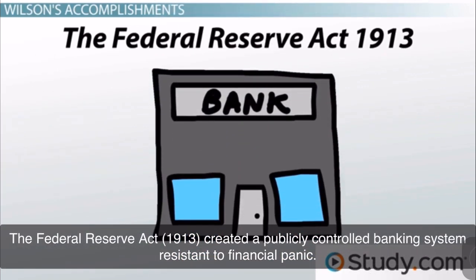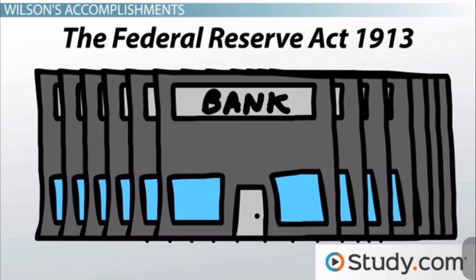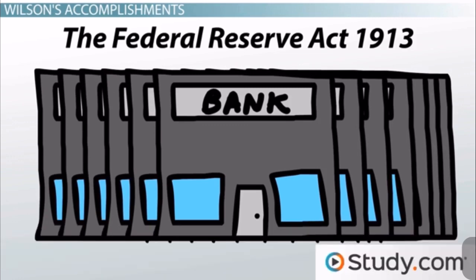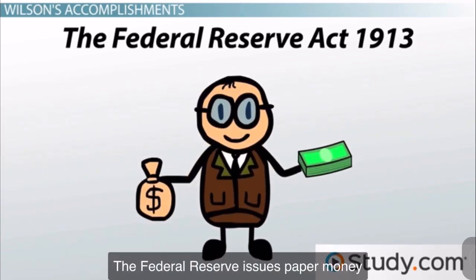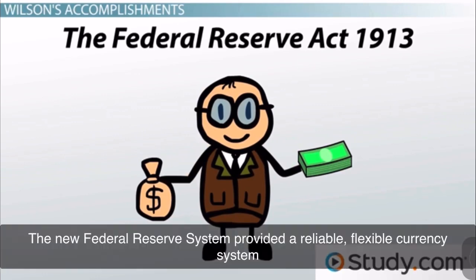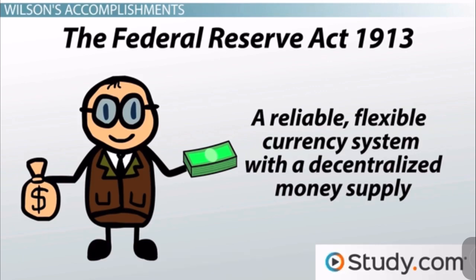The Federal Reserve Act of 1913 created a publicly controlled banking system resistant to financial panic. 12 regional district reserve banks were created. Each bank was independent, but they were regulated by the Federal Reserve Board, who oversaw national fiscal policy. The Federal Reserve issues paper money and controls the amount of money in circulation through money reserves and interest rates. The new Federal Reserve System provided a reliable, flexible currency system with a decentralized money supply.